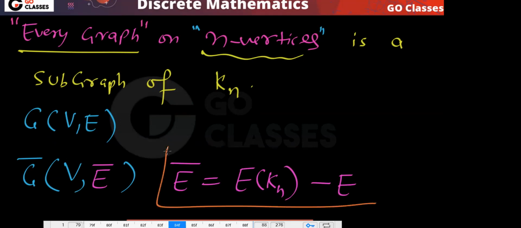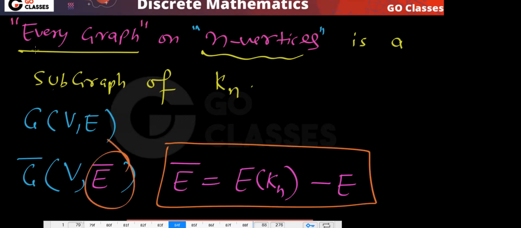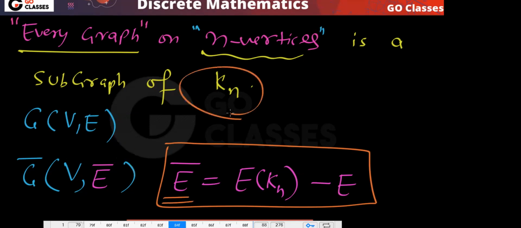Basically, it means that in G complement the vertices will be the same, but those edges which are in G, you remove, and those edges which are not in G, you put. So just do the complement of edges. E bar is nothing but all the edges minus these edges. Is it clear to everyone?